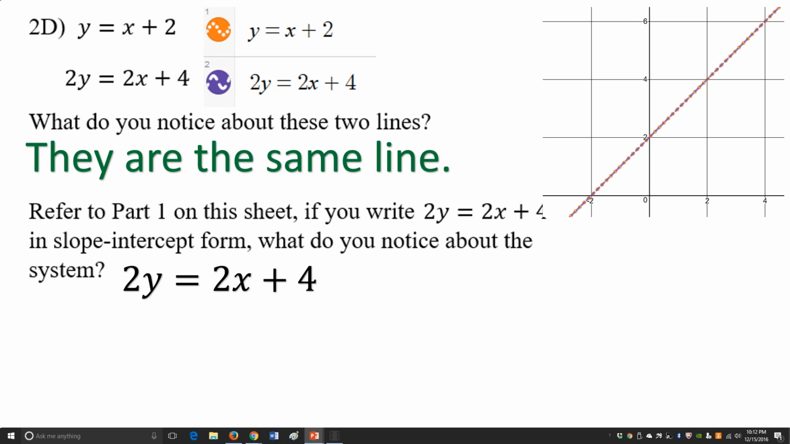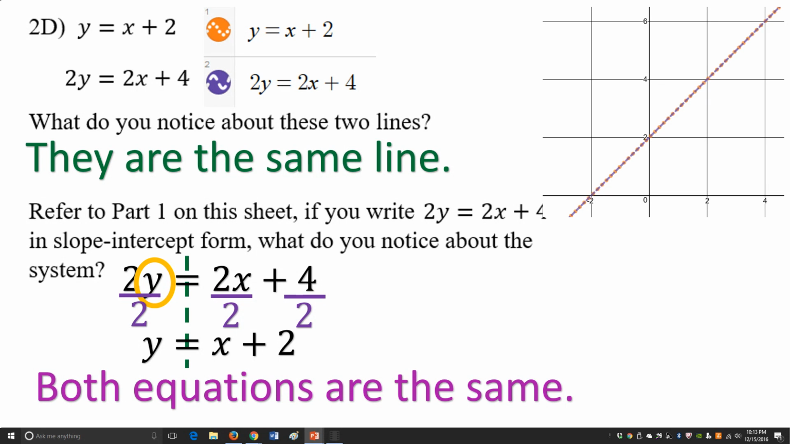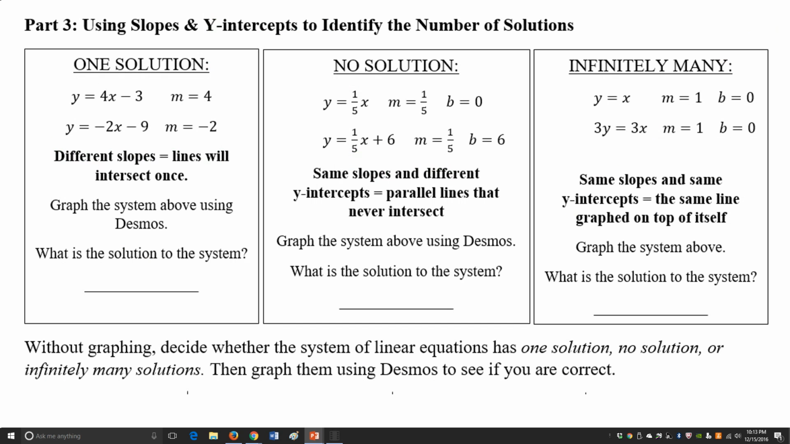And so what I'd like you to do is take the second equation, 2y equals 2x plus 4, and I'd like you to do what we did in part 1 on this sheet, which is get the y by itself. Isolate the y and write the equation in slope-intercept form. In order to write this in slope-intercept form, we have to divide everything by 2 to get rid of the 2 times y. So therefore, when you divide everything by 2, you should get y equals x plus 2, and you'll notice the first equation and this equation are identical, and therefore that is why when we graph them, they are the same. On to part 3 on the next video.